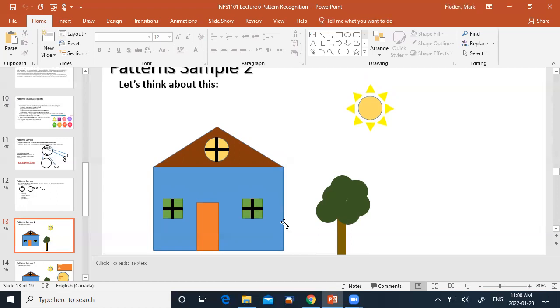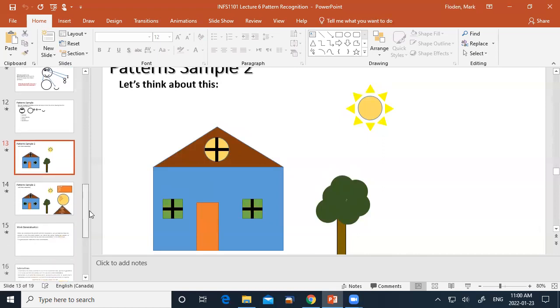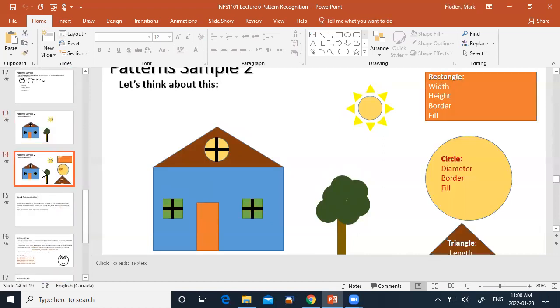So you could make little programs for each of those, put them together, and start drawing like that. If you like drawing like that, I don't know, maybe you don't. For example, you would have a module for a rectangle. You need to know the width, the height, the border, and the fill. From that, you could draw the house, the door, and the tree trunk. Then you need the circle, which would be the diameter, border, and the fill. From that, you could draw this window, the sun, and the tree leaves.